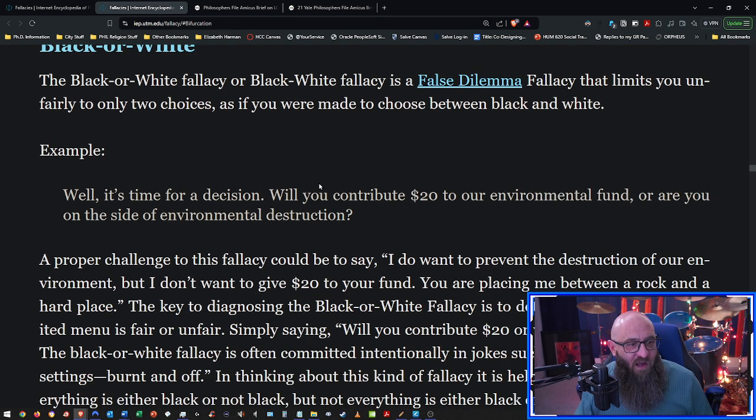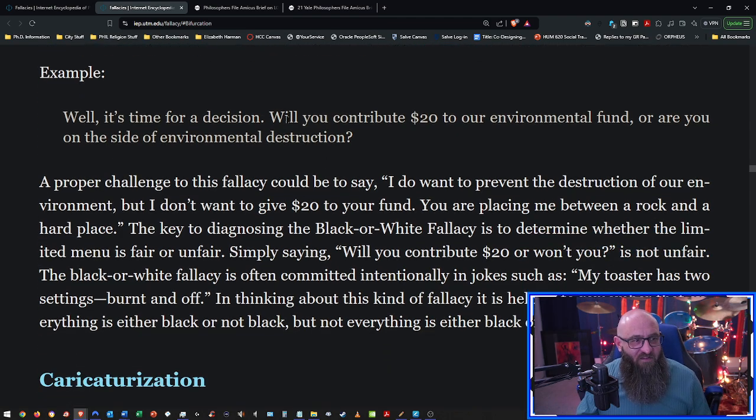Yeah, and so I think this is a nice example. Will you contribute $20 to our environmental fund, or are you on the side of environmental destruction? Just because I don't donate my money, well, let's say I don't donate any time to environmental funds, does not mean I'm on the side of destruction. There's other options there.